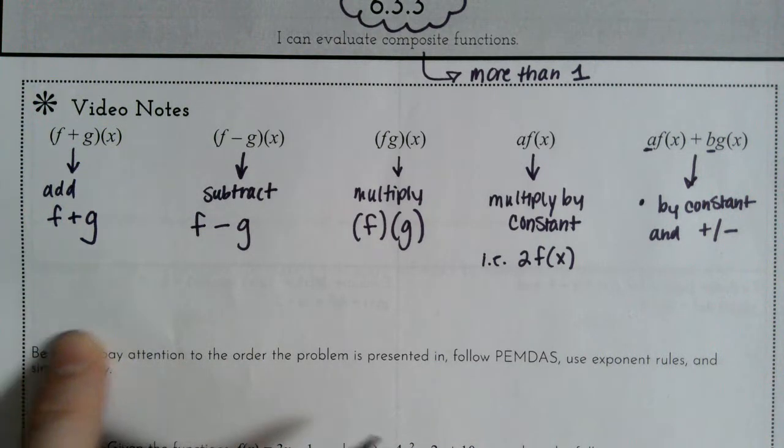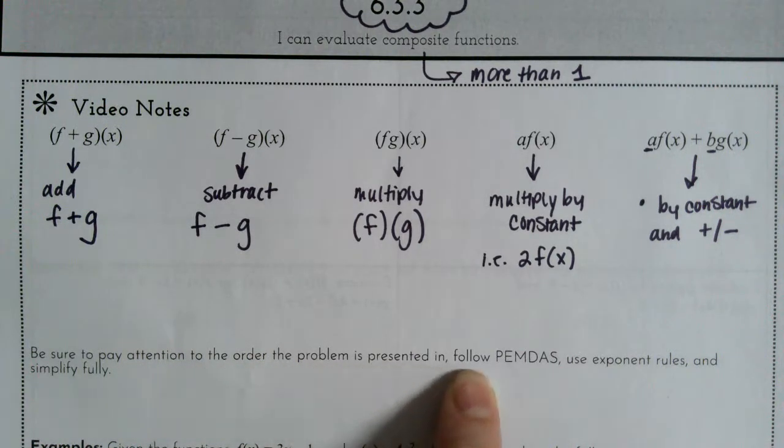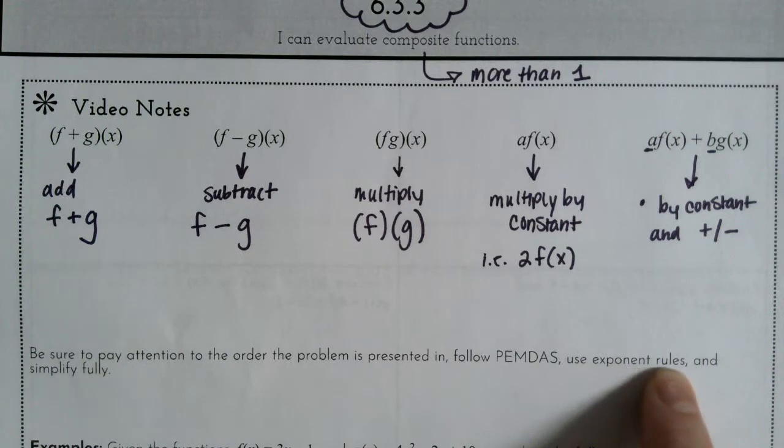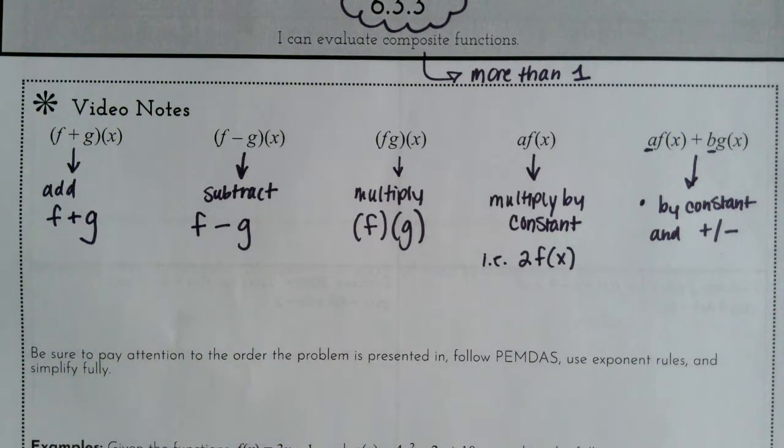The other thing I want you to write down is this sentence. Be sure to pay attention to the order of the problem, follow PEMDAS, use exponent rules, and simplify fully. These are the important things that you need. Again, make sure you pause it to write down that sentence if you don't have that already.